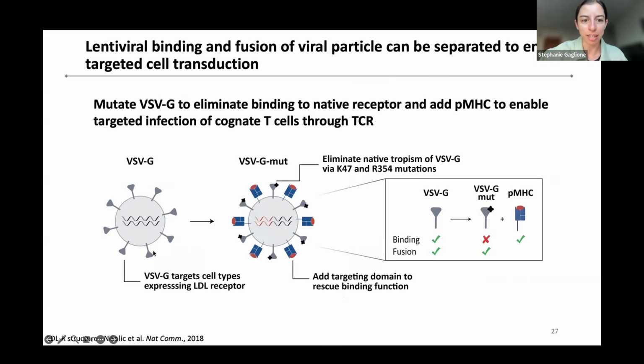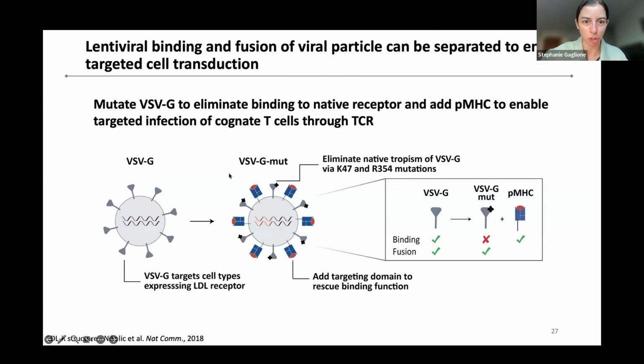And so typically lentiviruses have a fusogen, VSVG, that targets cells via the LDL receptor. And in 2018, there was an identified structure that enabled you to pinpoint specific mutations that would eliminate the binding function of VSVG without abrogating the ability for it to function as a fusogen. And so then you can replace the binding function with a targeting domain of interest. And in this case, that is a peptide MHC.